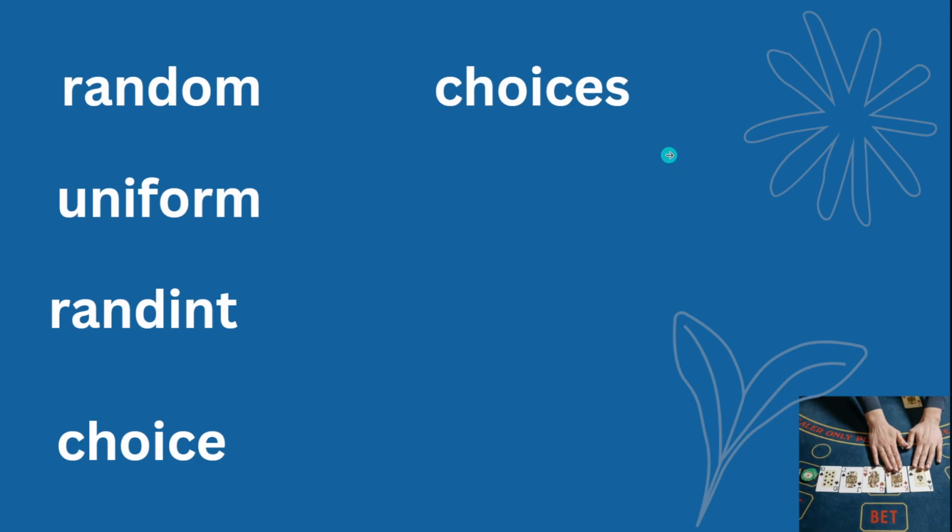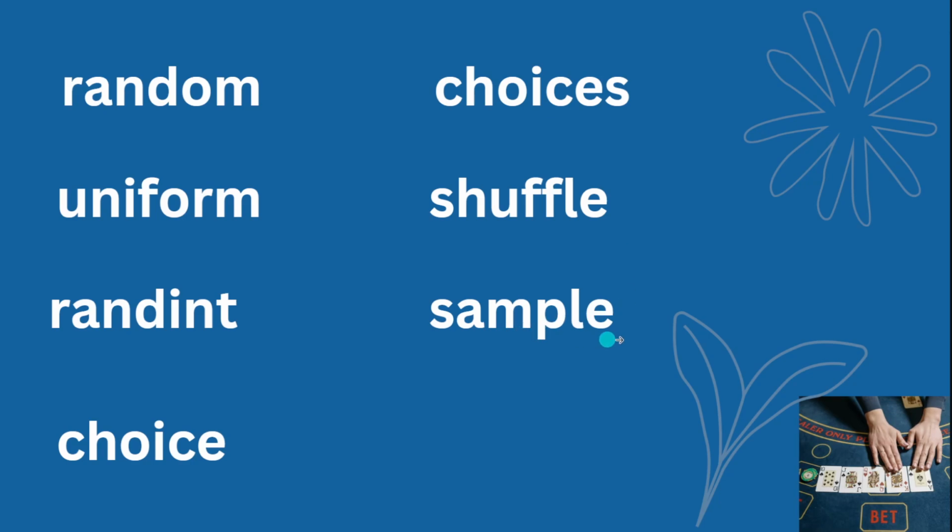Then choices, when we want to return multiple items or sequences from the list. Then we have the shuffle function. This will randomly shuffle the list and give different results. Then we have sample. When we are performing choices or shuffle, it might be possible that we get the same item multiple times, but when we use sample, it will make sure that each item comes only one time in the result.